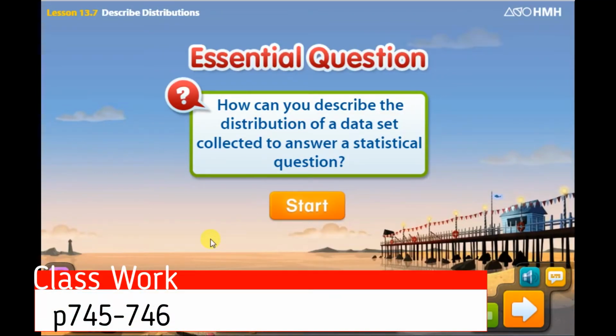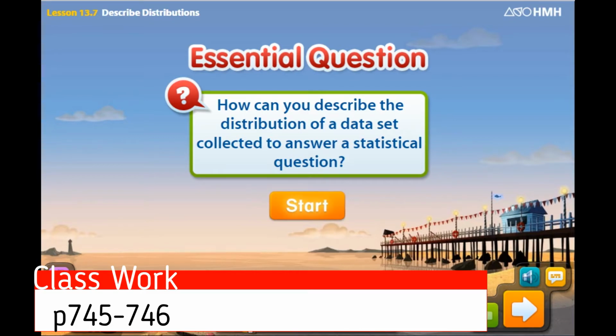This is Miss Susan. Today we will learn together about the topic Describe Distributions, lesson 13.7. Our essential question is, how can you describe the distribution of a data set collected to answer a statistical question?